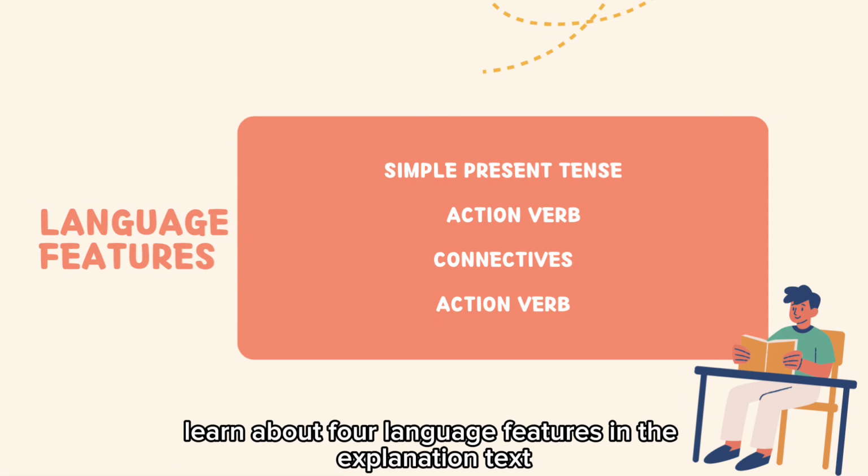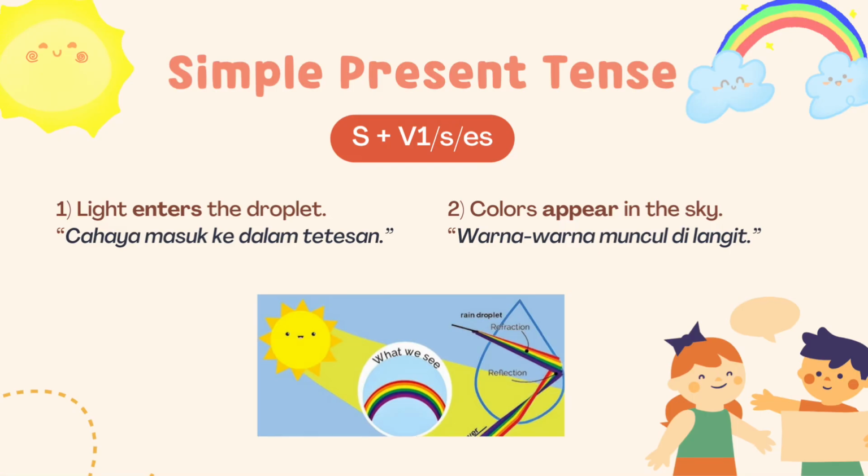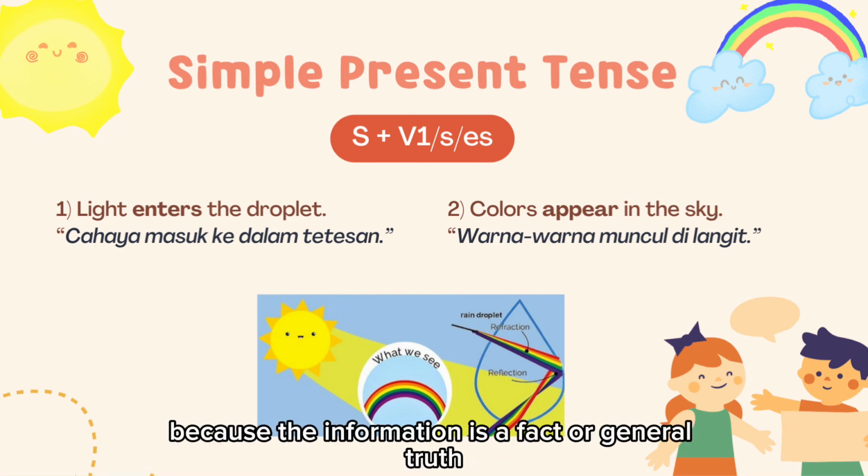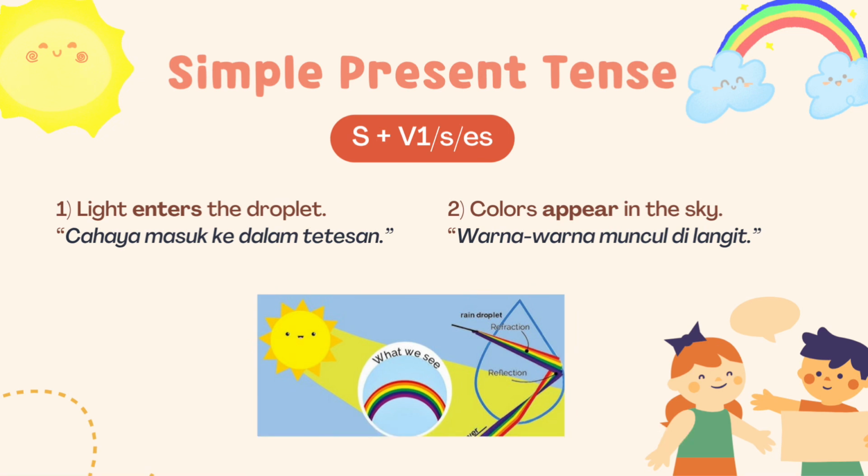Now learn about 4 language features in the explanation text. Number 1. Use present tense. Explanation text uses simple present tense because the information is a fact or general truth, with the formula subject plus verb 1 or S E S. For example, light enters the droplet and then colors appear in the sky.